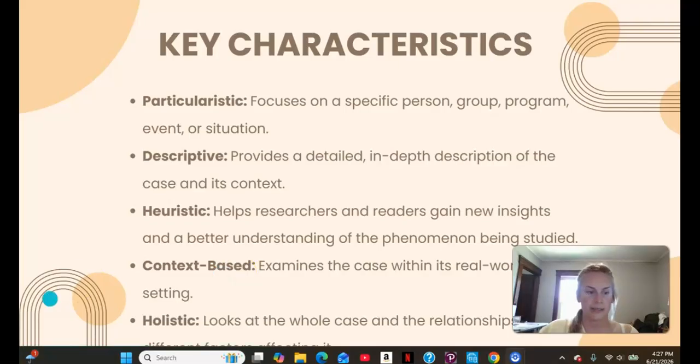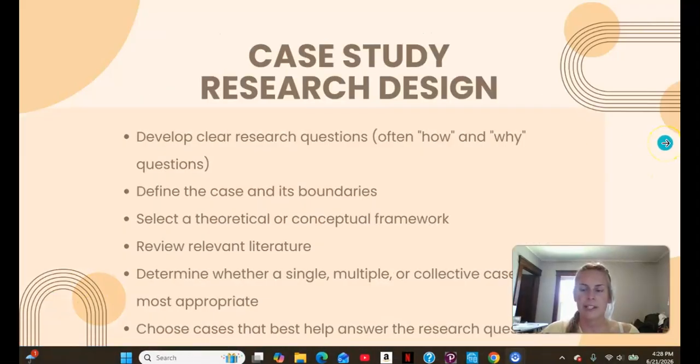Okay, so on this next slide, we're going to be talking about case study research design. The first step in designing a case study is creating clear research questions. And according to the textbook, this is one of the most important parts of the process because the questions guide the entire study. Case study researchers often ask how and why questions to understand a phenomenon in depth.